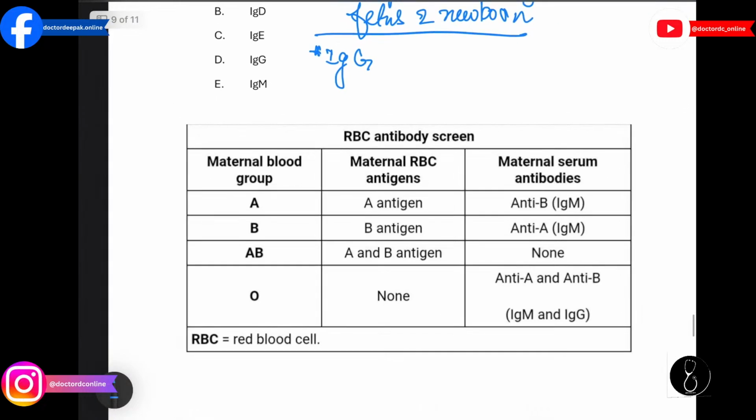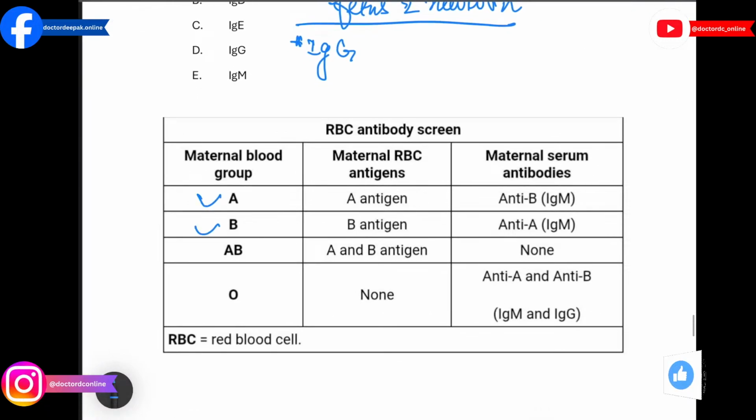the maternal blood group A and B did not cause hemolysis because if a woman has blood group A, she has antigen A and antibody B. If anyone has blood group B, she has antigen B and antibody A. But normally, the anti-A and anti-B immunoglobulins are IgM. And you know, IgM does not cross the placenta. So A and B do not cause hemolysis.